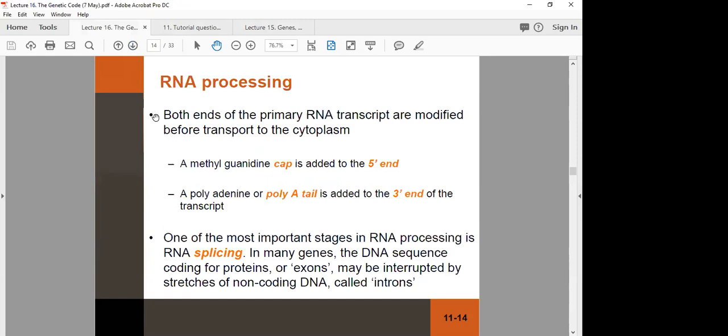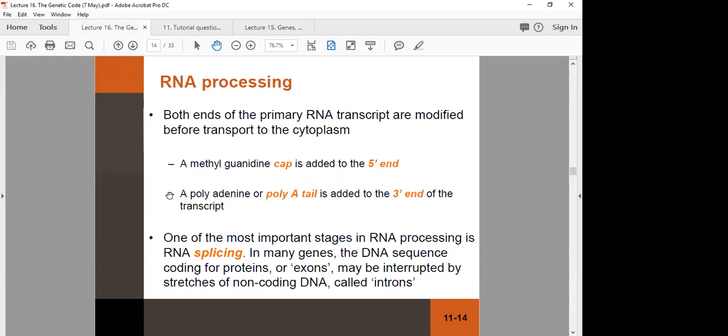There are three major types of RNA processing that occur. First, both ends of that RNA molecule are modified. Here's the first modification: a methyl guanidine cap is added to the 5' end. All you have to remember is that a 5' cap is added. And I'll show you this in just a minute. It's actually just a modified nucleotide if you're interested.